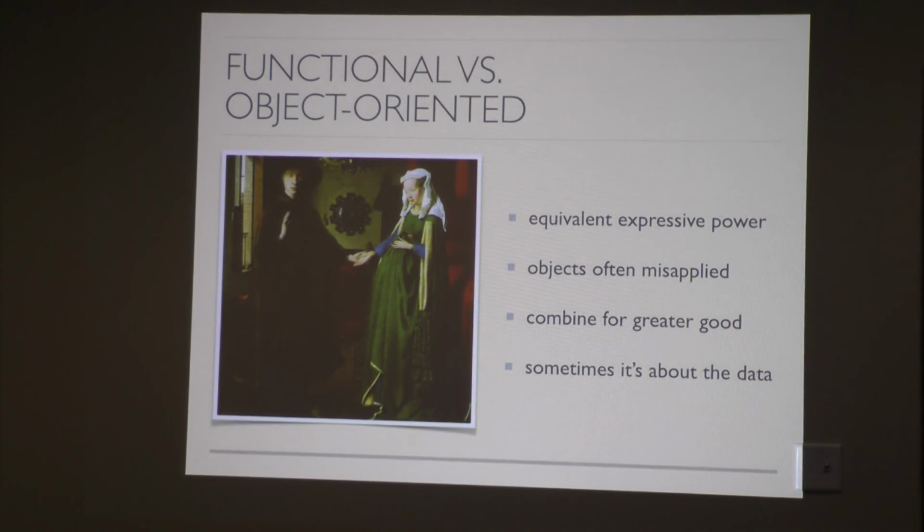Object-oriented programming is a tool, and it is often misapplied into domains that don't fit the object model. And functional programming is the same kind of way. You see all kinds of crazy stuff going on with functional programming to sort of get the same benefits that you get from objects. It doesn't have to be that way.